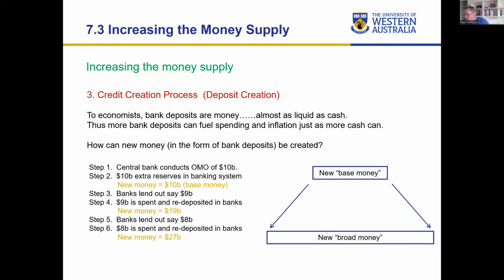Trying to avoid getting too complex here, the basic idea is the central bank can put new money into the economy, say $10 billion. The banking system then takes that 10 billion, lends it out, it is spent, and it comes back into the banking system. They lend it out again, it is spent, it comes back in. They lend it out a third time, it's spent, it comes back in. And so the banking system can create new money out of thin air through this lending process.